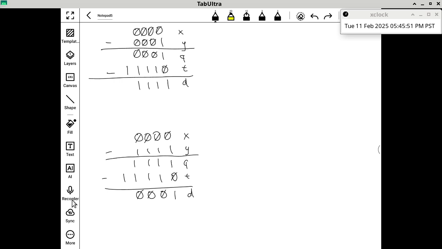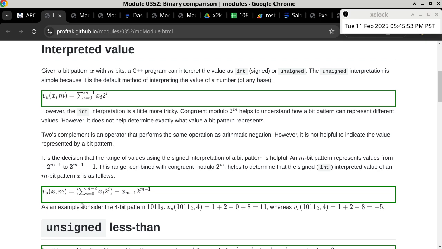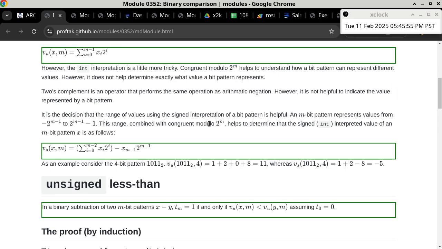Okay, so let me go back to the notes. This is also why it is important to read the notes first, because that's exactly what the notes said, which is right here. In a binary subtraction of two m-bit patterns, x minus y, t of m equals 1 if and only if VU x m is less than VU y m, assuming t0 is a 0.